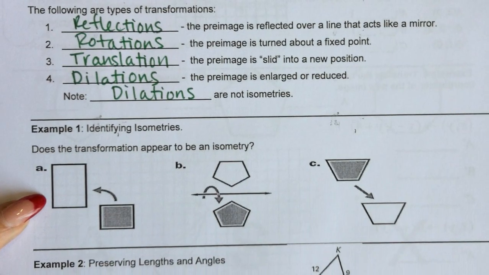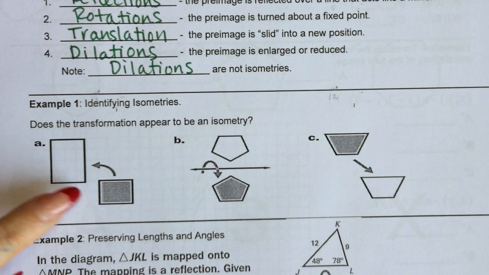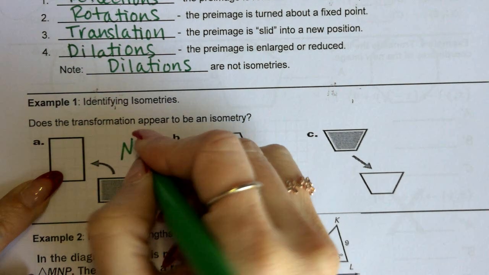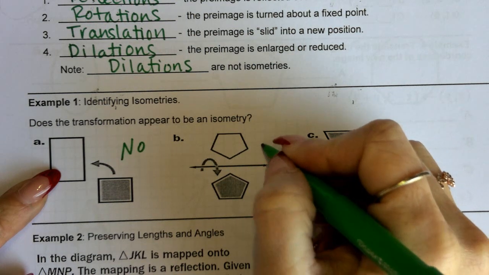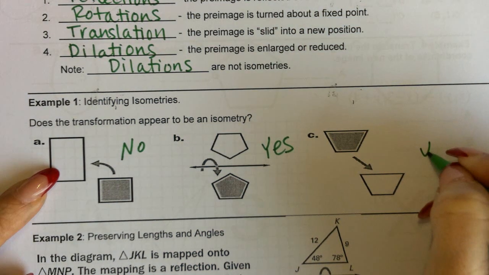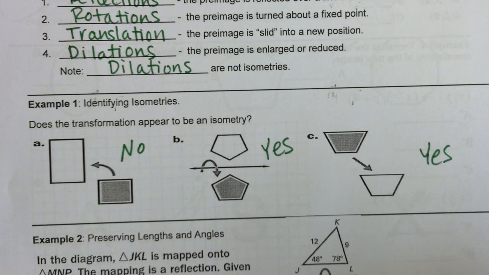Okie dokie. Is this A? Is this isometry? No. B? C. Yes. So all it means is the exact same size. Isometry is a very easy concept to understand. The word itself is not easy for kids to remember. So that's why I'm trying to say it as much as possible today. Okay?